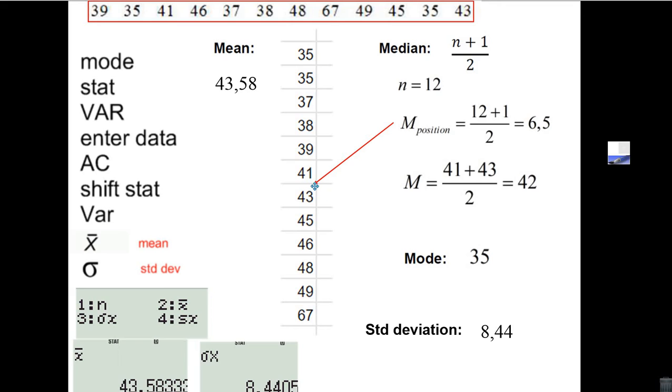What does that mean? Well, 6.5 is in between 6 and 7. That means that's where our median is. And all we do is take 41 and 43, add them together, and divide by 2. And that gives us the median. And that's it. And the mode for ungrouped data like this is just what happens most often. So here we have it as 35.